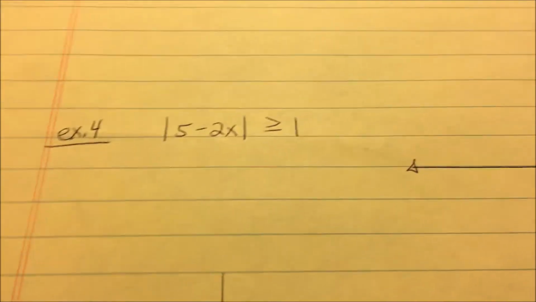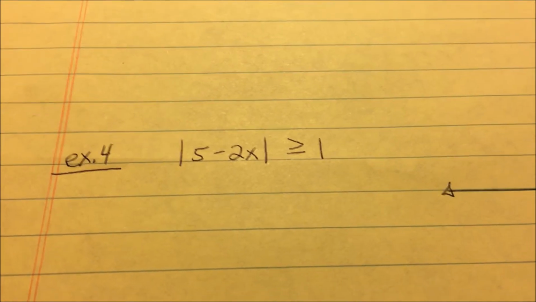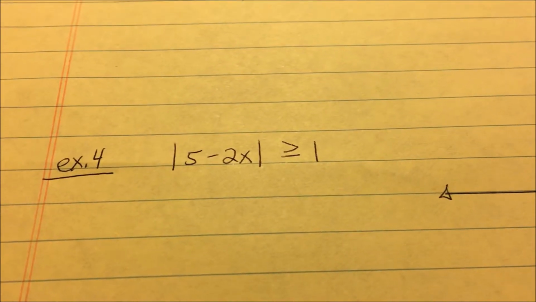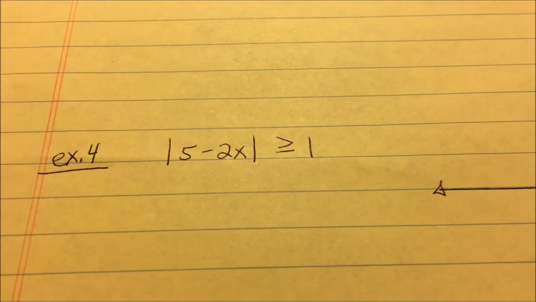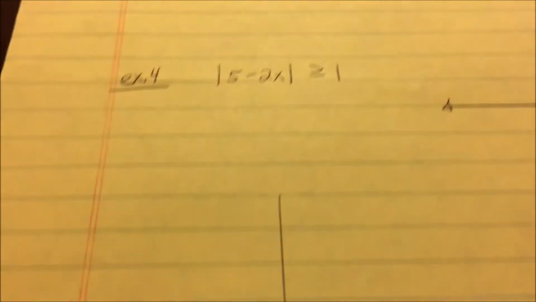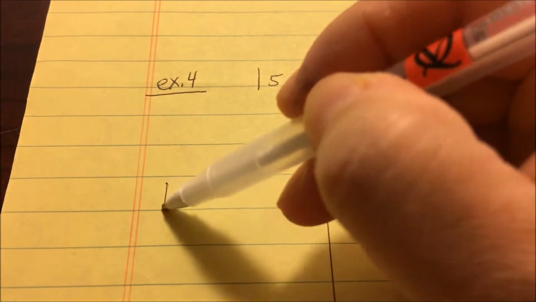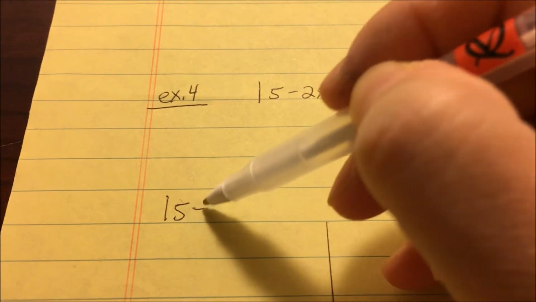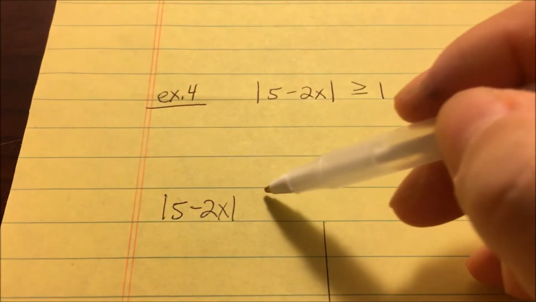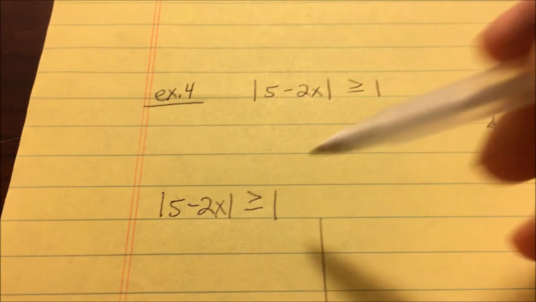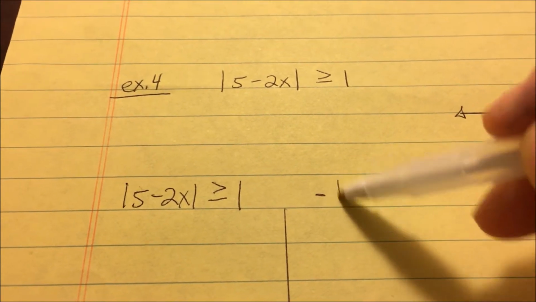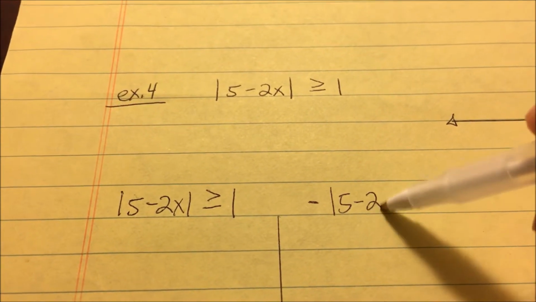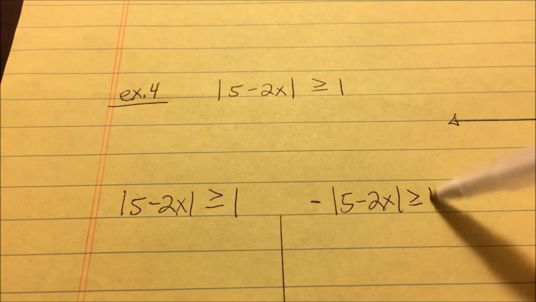Okay, the last example, example 4, we have then the absolute value of 5 minus 2x is greater than or equal to 1. All right, so we want to split that up again. So I have then again 5 minus 2x is greater than or equal to 1. And the other one, we're going to put a negative on the outside right here. Minus 2x is greater than or equal to 1.